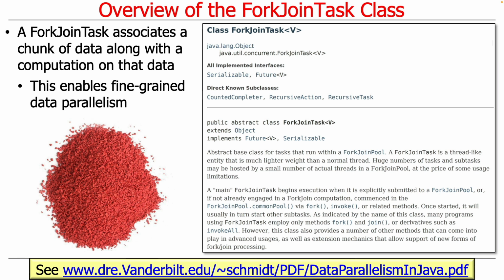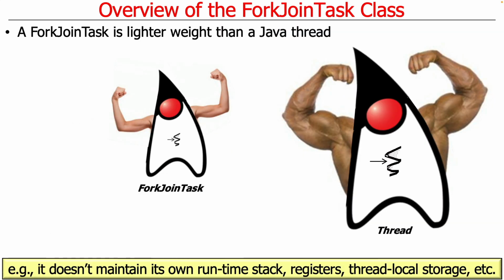Remember the earlier versions of Java, or I guess I should be more specific, things like the Java fixed-size thread pool in the Executor Framework, or the cached thread pool in the Executor Framework. Those had coarse-grained parallelism. This is for fine-grained parallelism.